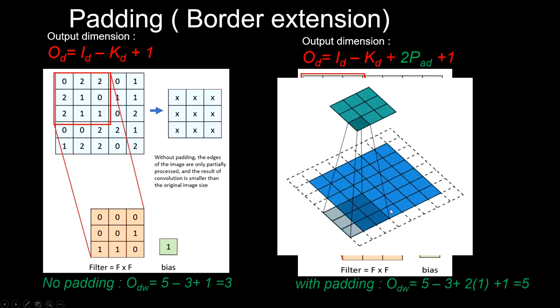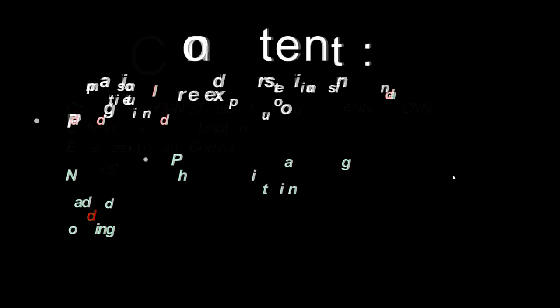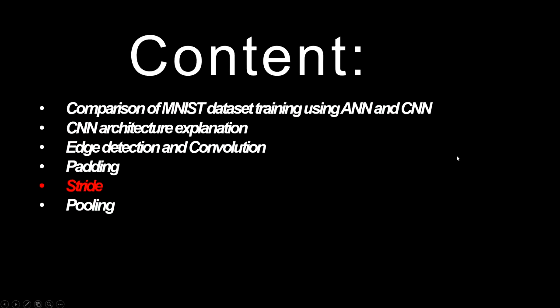So this is an example of the convolution process when you implement the padding. It means that your output will be the same as the input dimension. Okay, so let's move on to the next part of the concept, which is the stride.